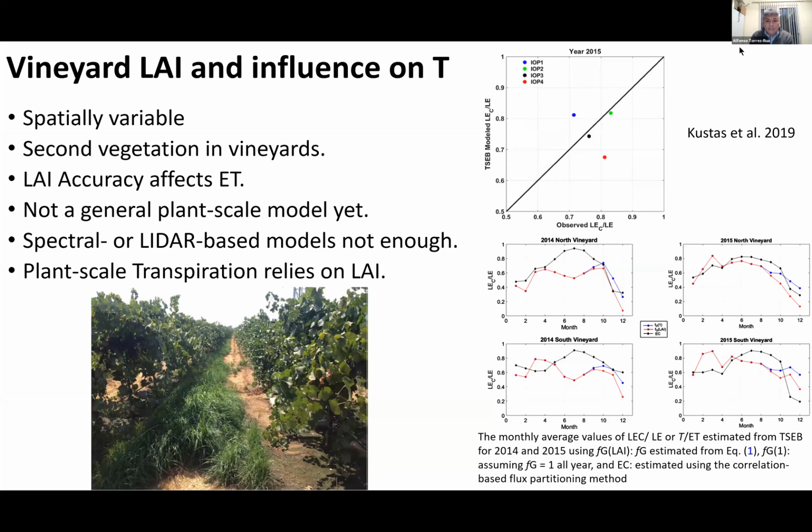And he found out that LAI, or the accuracy of LAI, was playing a major influence on the estimation of ET, and precise or spatial estimation of LAI will be key to address these differences between ground measurements of transpiration versus the estimations given by the two-source energy balance model.